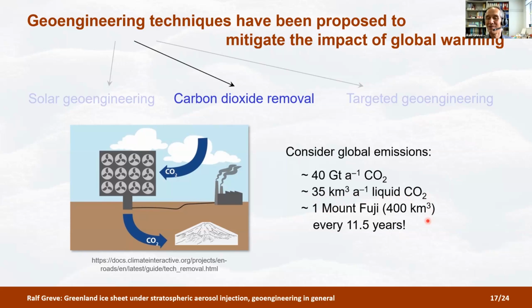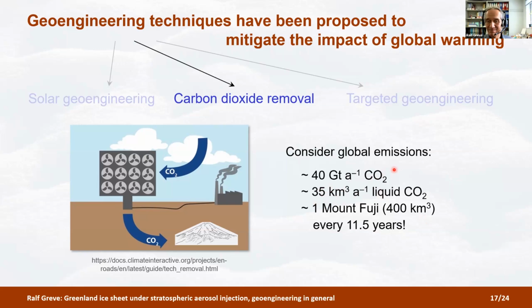I compared this to our Mount Fuji, the famous Japanese mountain, which has a volume of approximately 400 cubic kilometers. So just in the extreme case of storing the entire current global CO2 emissions underground, that would be equivalent to burying one Mount Fuji every 11.5 years. I would say that's quite a lot, isn't it? Now, of course, this is a bit of an unfair comparison because the idea is not to capture everything. The idea is rather to reduce emissions and only capture the amount of unavoidable residual CO2 emissions. But again, just consider the scale.